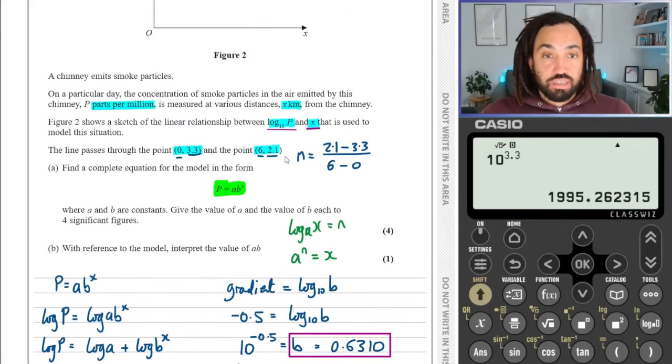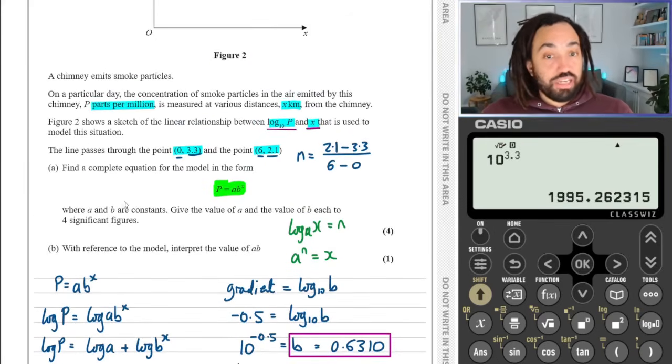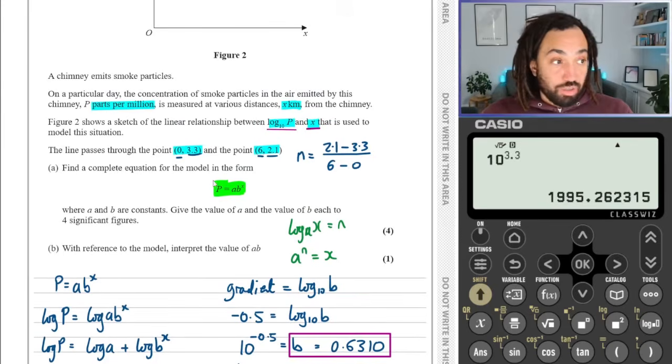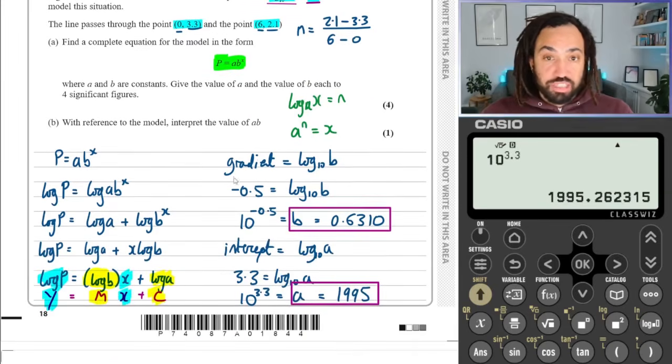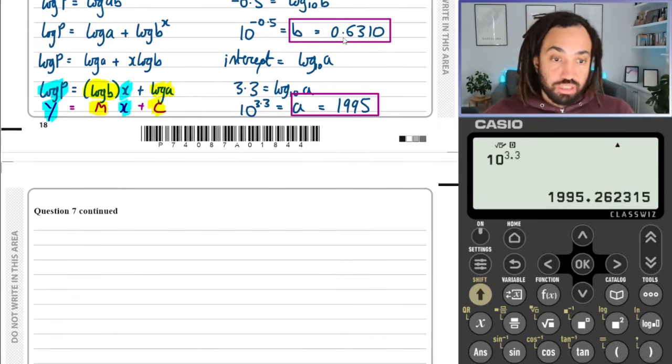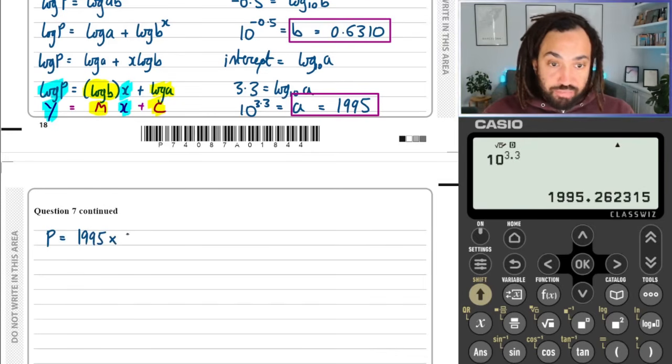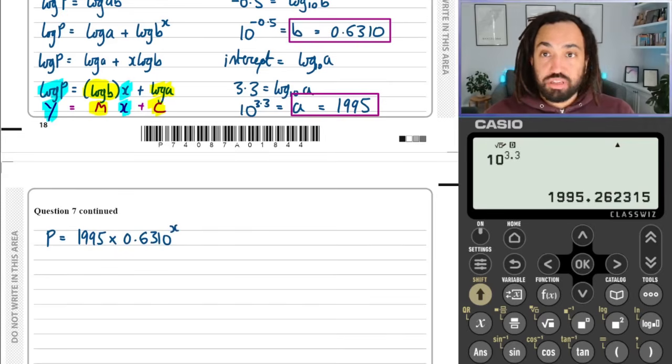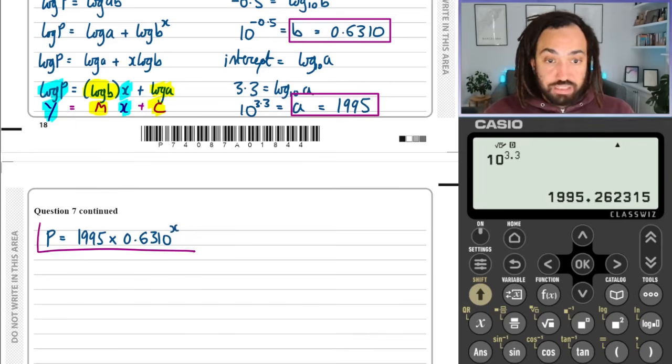Okay, that was part A. Oh no, part A actually says find a complete equation. So that's not good. We need to actually write it out as the equation. So we need to put in the A and B into the equation to get the final answer. So it was P is equal to A multiplied by B to the power of X. That is in fact our final answer.